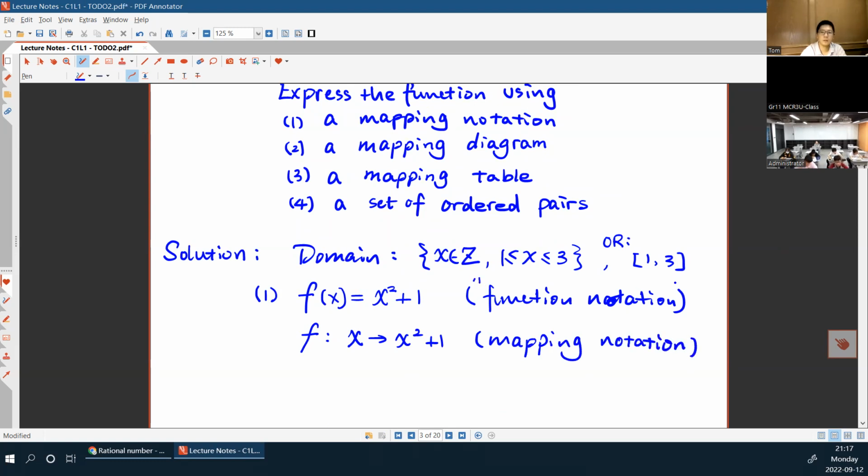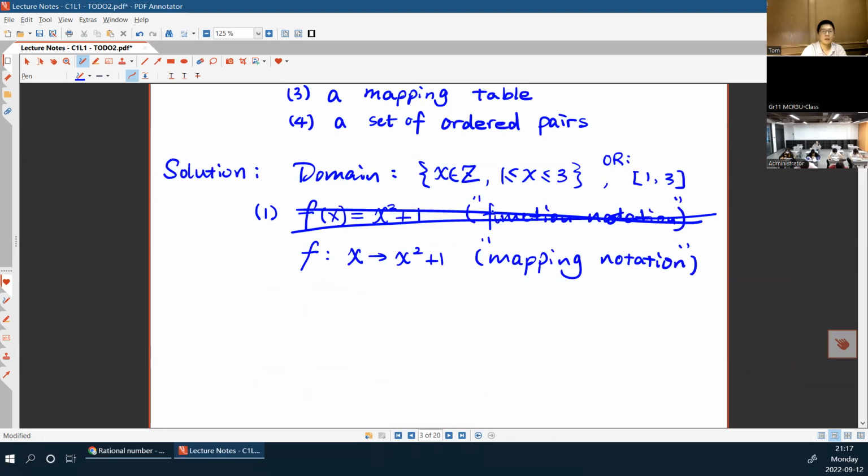Can you see the difference? Yes or no? Okay, so the correct answer should be the second one, okay? Because the function given to you is already in function notation. All right, next.